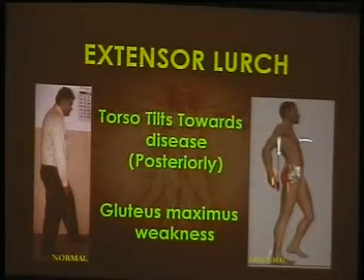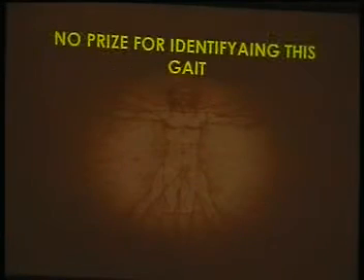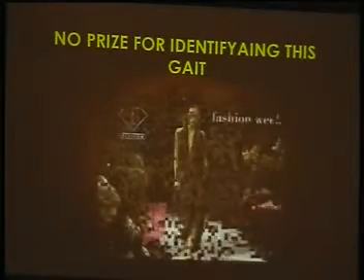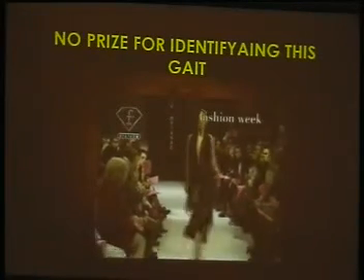So if you have extensor weakness, the torso tilts backwards to get the center of gravity over the hip joint. There's no prize for identifying this gait. I think everybody knows it. Very present.